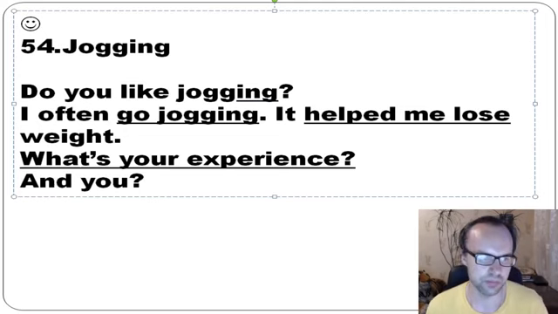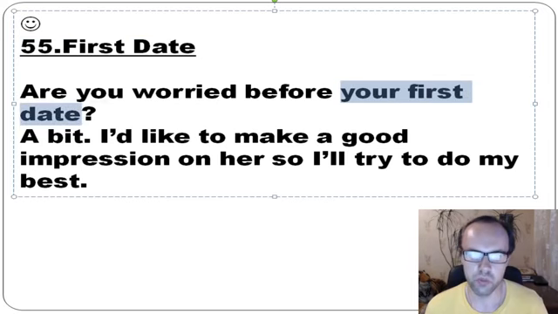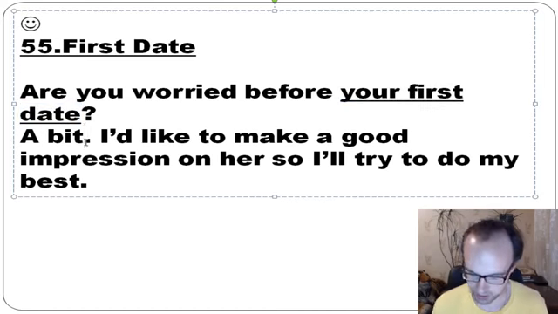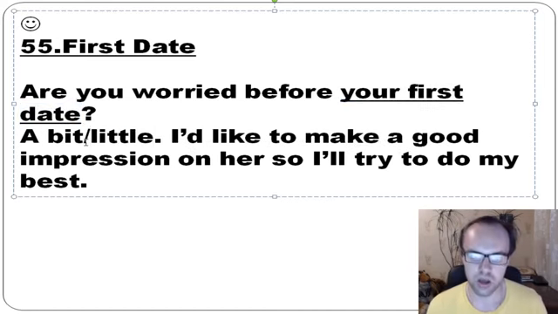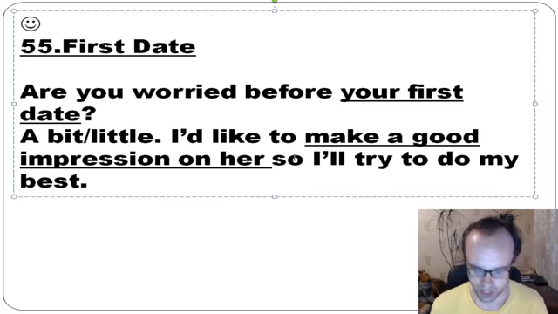So what about you? Well, first date. Are you worried before your first date? I mean, it means before your first meeting, so with a boyfriend or girlfriend. A bit means a bit or a little. A little. I'd like to make a good impression on her. Say make an impression on someone. I'd like to make a good impression on her, or I'd like to impress her. So I'll try to do my best. So, or as a result. So means as a result.